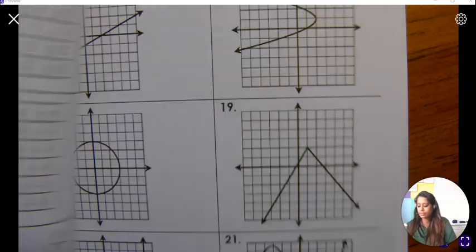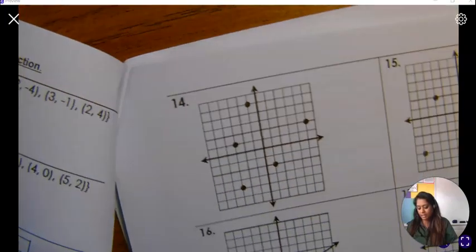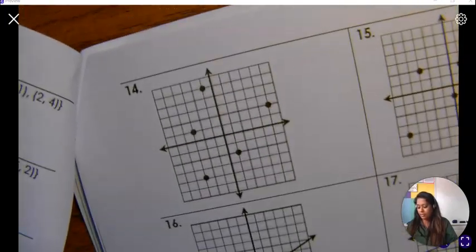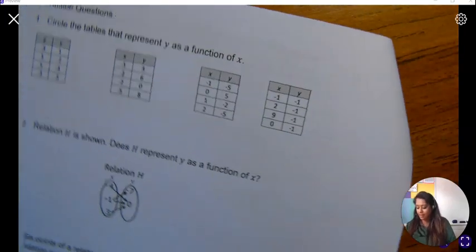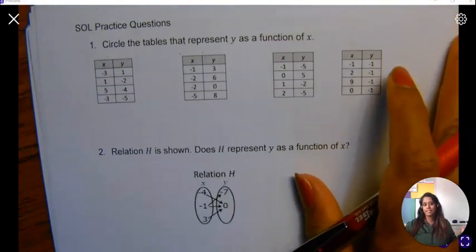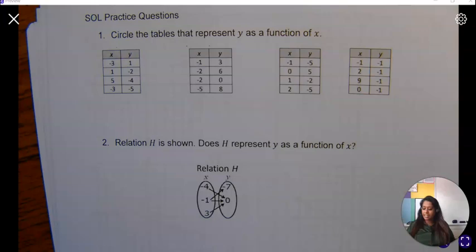Let's do, there's a bunch of examples here that you can try. I think I will skip these two pages. I do want to go to some SOL practice right here on page 9. These are what your standardized test questions might look like. Some are pretty straightforward, some you really have to think about what they're asking. But the concept is the same. X is repeating, it's not a function. X is not repeating, it is a function.